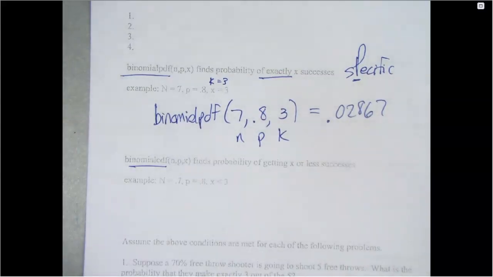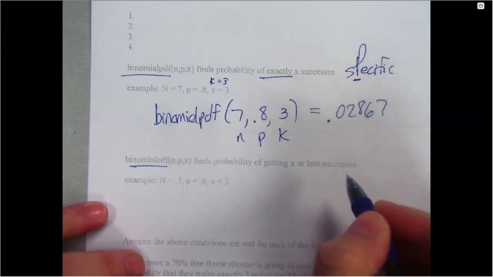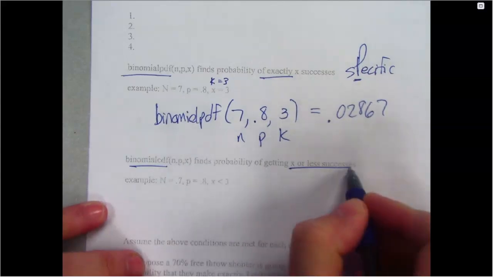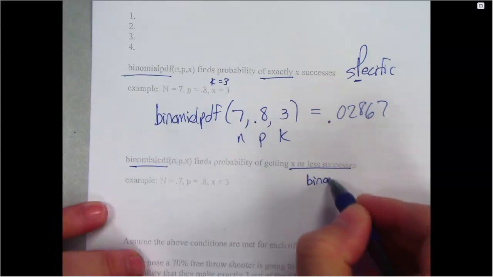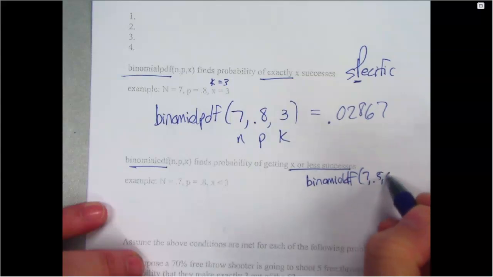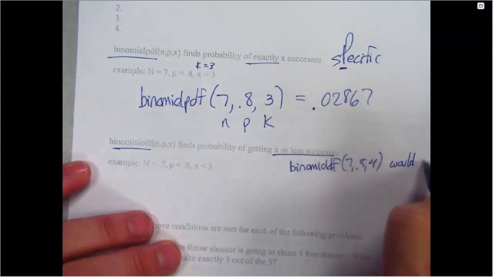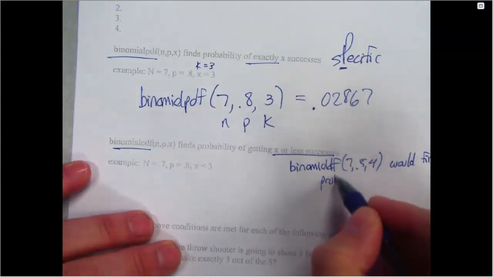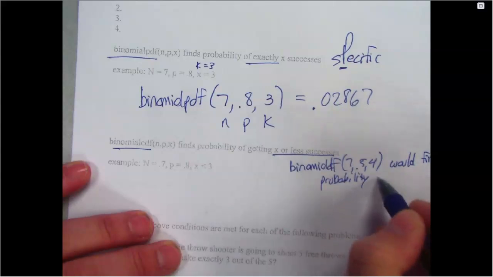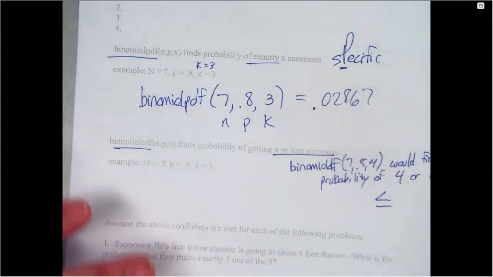But there's this other one that's called binomialcdf, which will accumulate things for you. And what CDF does is the probability of getting x or less successes. So let's do a couple of things. Binomialcdf of like 7, .5, 4, let's say. Find the probability of 4 or less. So it's like a less than or equal to function.